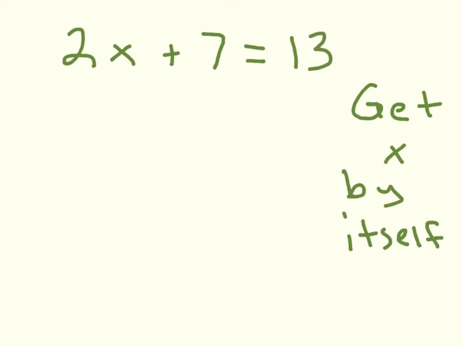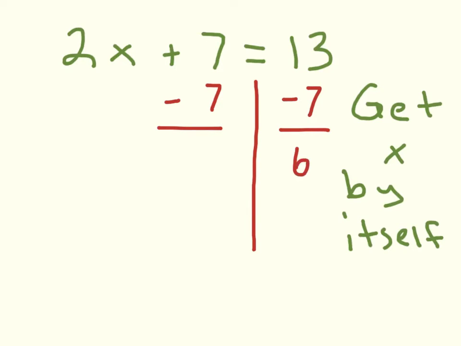2x plus 7 equals 13. We need to get x by itself. The first thing that I need to do is I need to move the 7. So in order to move the 7, I need to perform the inverse operation. So the inverse of adding 7 would be to subtract 7. So when I subtract 7 from both sides, 13 minus 7 is 6, and 7 minus 7 is 0. So I don't even need to write it. I can just cross those out because now those are canceled out, or zeroed out.